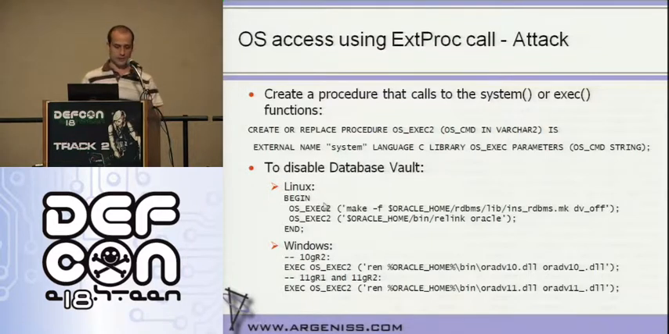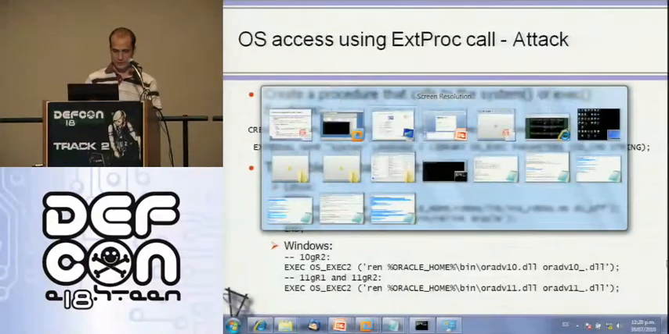So to disable Database Vault, we can execute these two statements that are the ones that you execute to disable Database Vault. And for Windows, we can execute any of these two statements. It is different if we are talking about Oracle 10g or Oracle 11g, because the DLL file name has the release version in its name. So let's see an example. Let's see the demonstration.